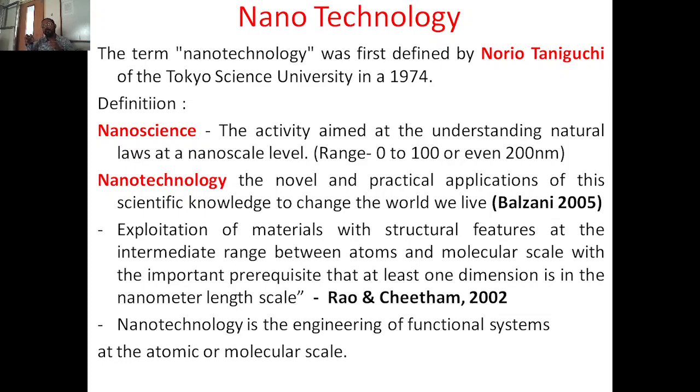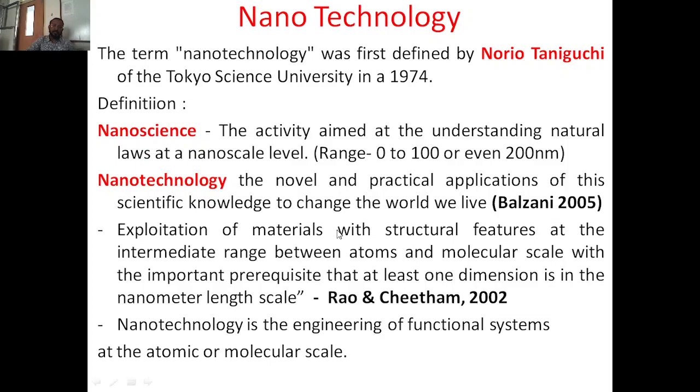These are the definitions according to Balzani in 2005. According to CNR Rao, one of the renowned scientists in the field of nanotechnology in India, and Chidambaram in 2002, they defined nanotechnology as the exploitation of materials at the nanoscale, within this particular range, with structural features, because of the surface to volume ratio, energy band gaps, and all the different hardness, which we discussed in the previous class.